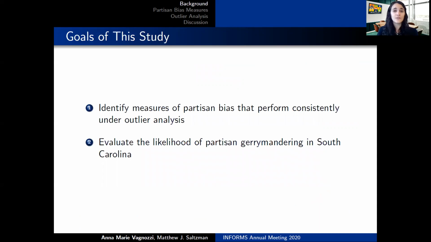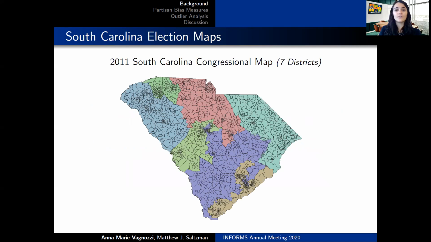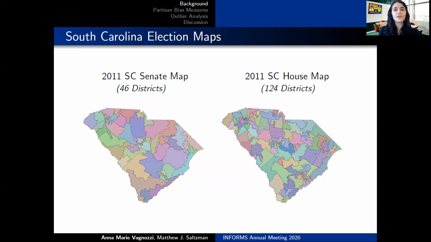We wanted to use the Pennsylvania election maps to identify measures that are consistent, reliable indicators of partisan bias under outlier analysis, and apply a similar analysis to that done in Pennsylvania to evaluate the likelihood that the South Carolina election maps were intentionally gerrymandered. We wanted to evaluate three election maps that were established following the 2010 census: the South Carolina Congressional map, which has 7 districts, and both of the state legislative maps. We also used the 2011 and 2018 Pennsylvania maps as standards for what we expect to see for a biased map and a fair map, respectively.